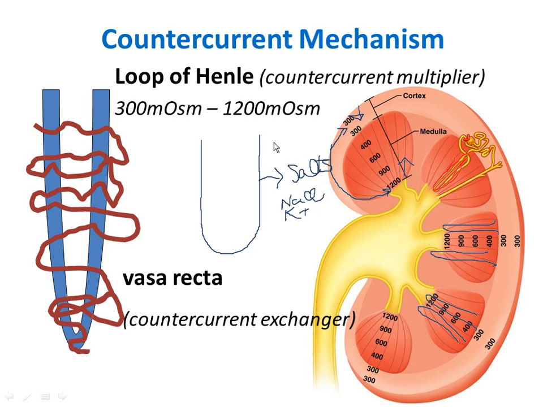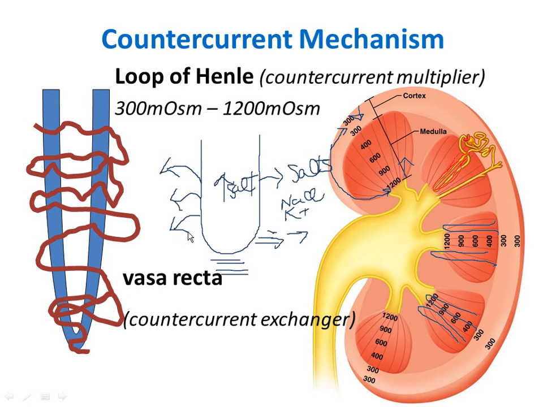Is because as you get closer to the end of this loop of Henle, you're getting more and more and more salts concentrated. Well, why do we do that? In having this high and increasing salt concentration here, we create a gradient so that on this limb, which is permeable to water, water moves out of the filtrate toward the salt.